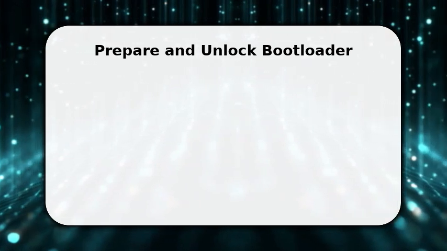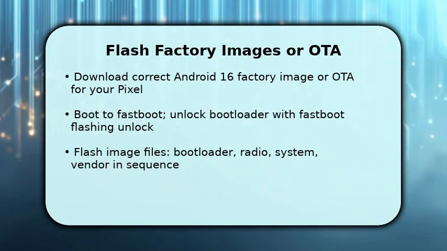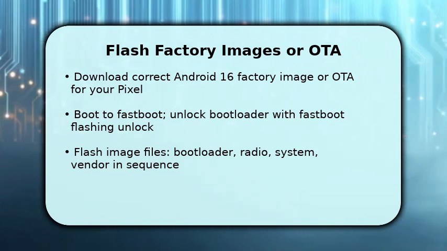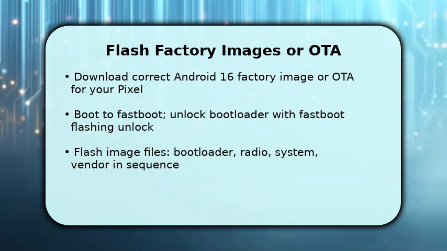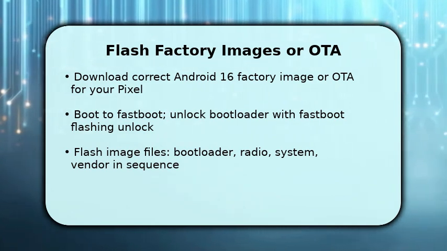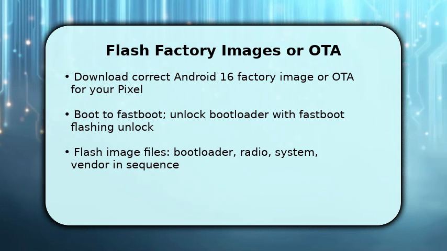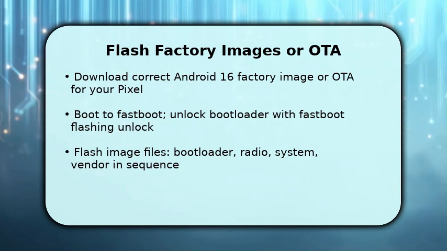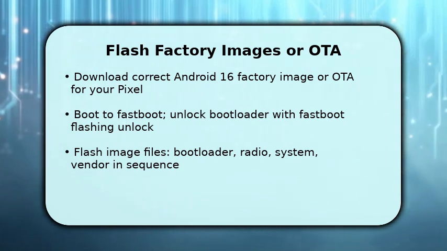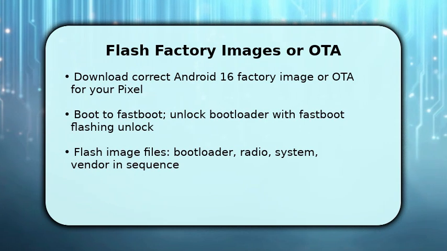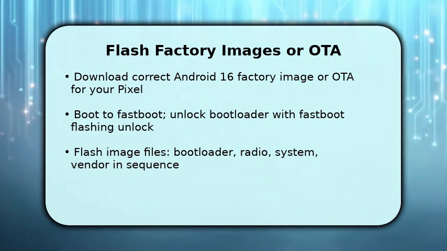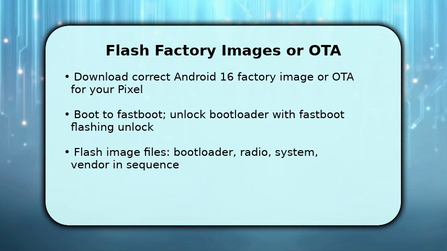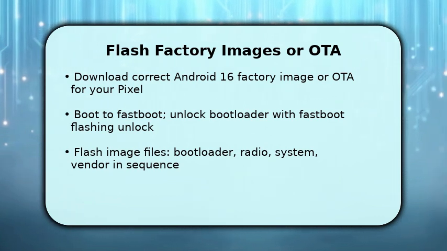You'll now obtain the Android 16 factory image or the full OTA package for your exact Pixel variant and verify checksums. Next, boot the phone into fastboot mode and unlock the bootloader with fastboot flashing unlock. Confirm on the device. Then flash components in order: bootloader, radio, vendor, and system images using fastboot commands. Follow the image README for exact file names. If using an OTA, sideload it via adb sideload after booting recovery. Keep the cable connected until all steps finish.